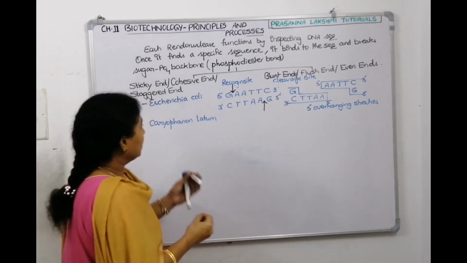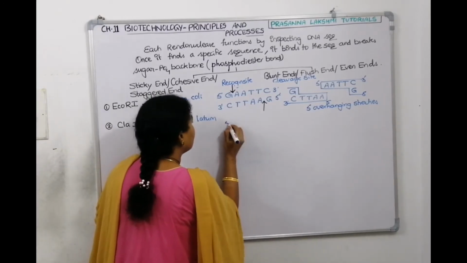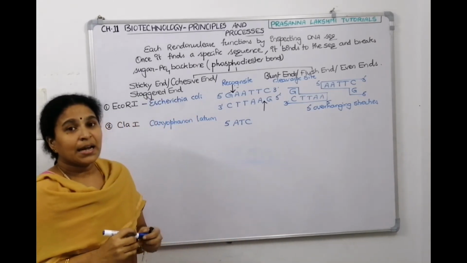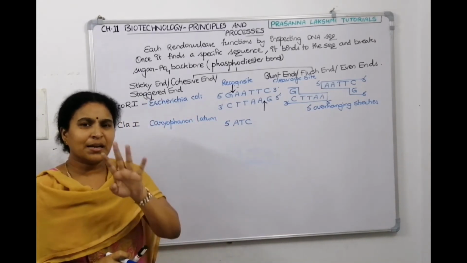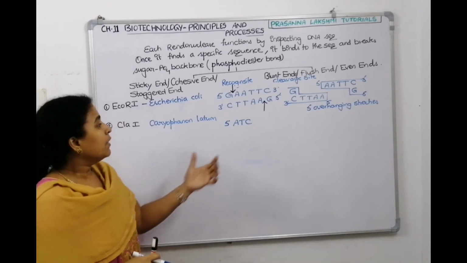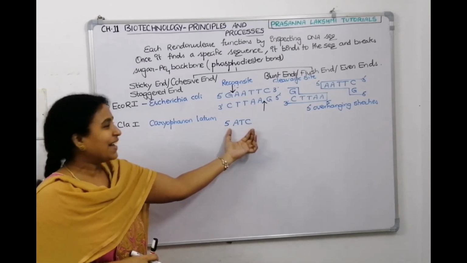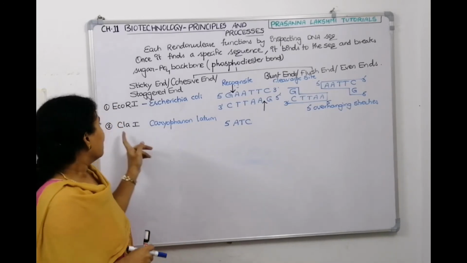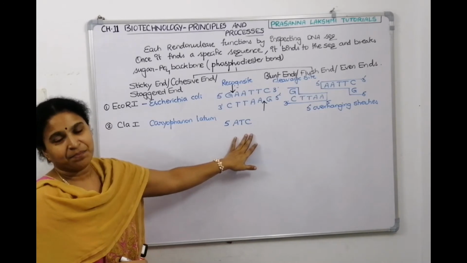What is it? It is 5 prime. I'll tell you one more magic here. Now, it is a 6 base pair sequence. Let us not remember all the 6 base pair sequence. We'll take only 3 base pairs. The other 3 will follow because it's a palindrome. I'll tell you how it comes. For ClaI, you just remember ATC.